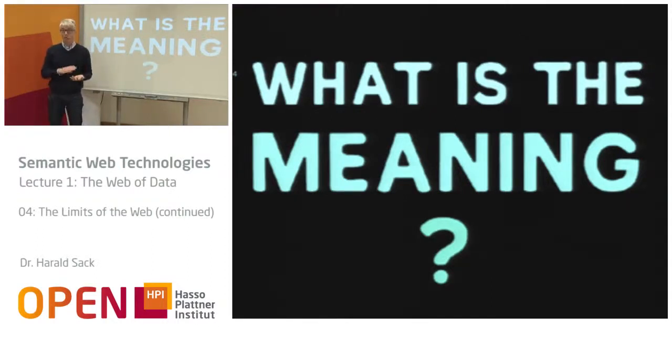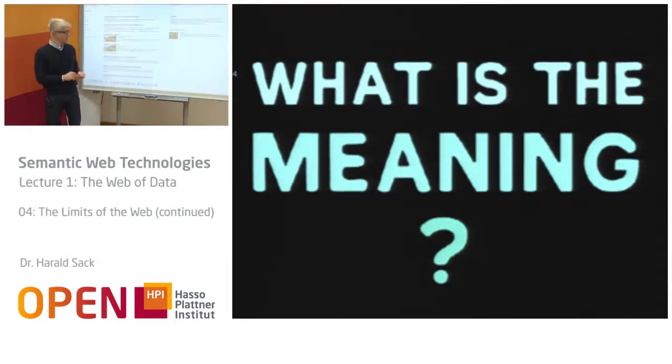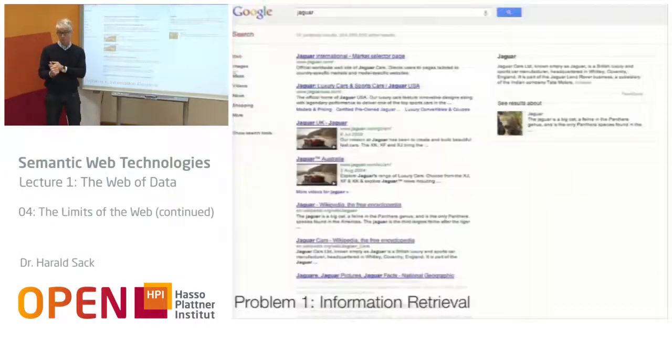We will now take a closer look at the problems that arise from the fact that the meaning is not represented in the web. First problem, just look at information retrieval. We all know that without Google we would be lost in the web. But what happens if we are looking for something? For example, here we want to look for Jaguar.